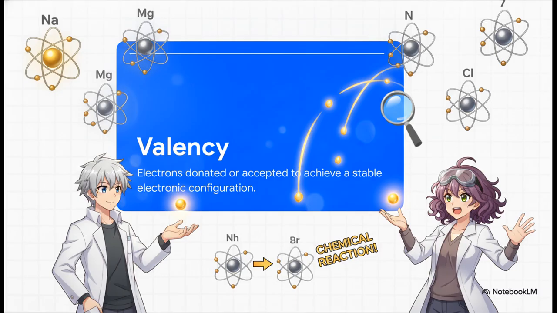Metals, for instance, typically have just 1, 2, or 3 outer electrons. For them, it's way easier to just ditch those electrons and drop down to a full, stable inner shell. Nonmetals, sitting at 5, 6, or 7 outer electrons, they're the thieves. They want to accept or steal electrons to complete their set of 8. This constant giving and taking, that is the engine driving every single chemical reaction.